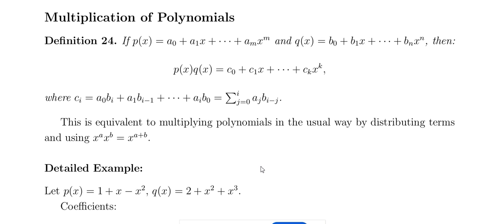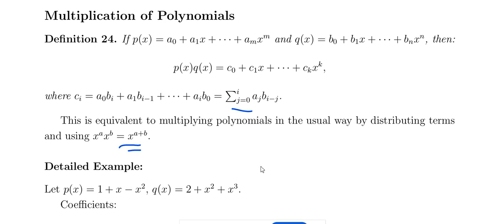The product of two polynomials is also a polynomial, where the coefficients of the product are ci equal to a0 bi plus a1 b(i minus 1) and so on up to ai b0. In short form, summation j equal to 0 to i of aj b(i minus j). This is equivalent to multiplying the polynomials in the usual way by distributing the terms, with x power a times x power b equal to x power a plus b.